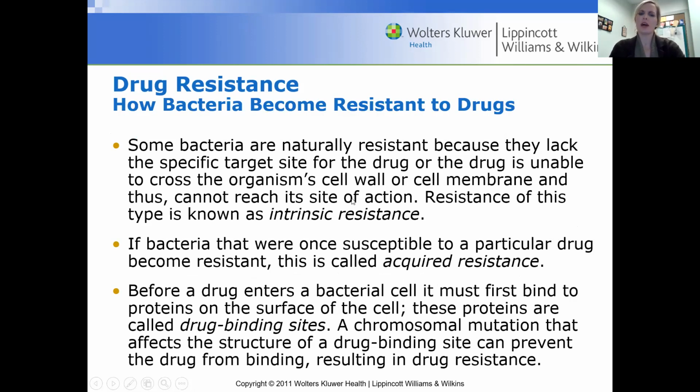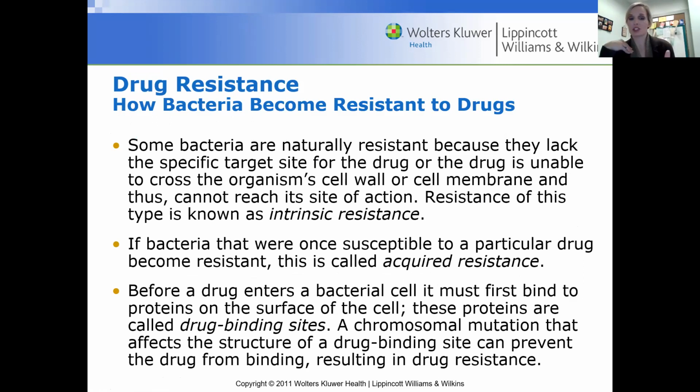Okay, so how do they become resistant? I've briefly mentioned that already. Some bacteria are naturally resistant because they lack the specific target site for the drug, or the drug is unable to cross the organism's cell wall. So there are a couple of different ways this takes place. The bacteria hasn't really done anything. It's just that this specific type of bacteria doesn't have the target site that the drug is looking for.